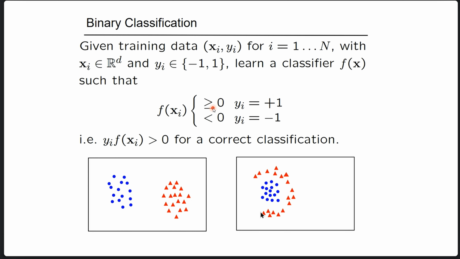So mathematically, you can write it as y times f of xi will be greater than 0. Because if it's a positive sample, y will be positive and f of xi will obviously be greater than 0, so the product will be greater than 0. And if it's negative, then both of these values will be negative, so multiplying them will give a positive value. So that's how the classifier works.